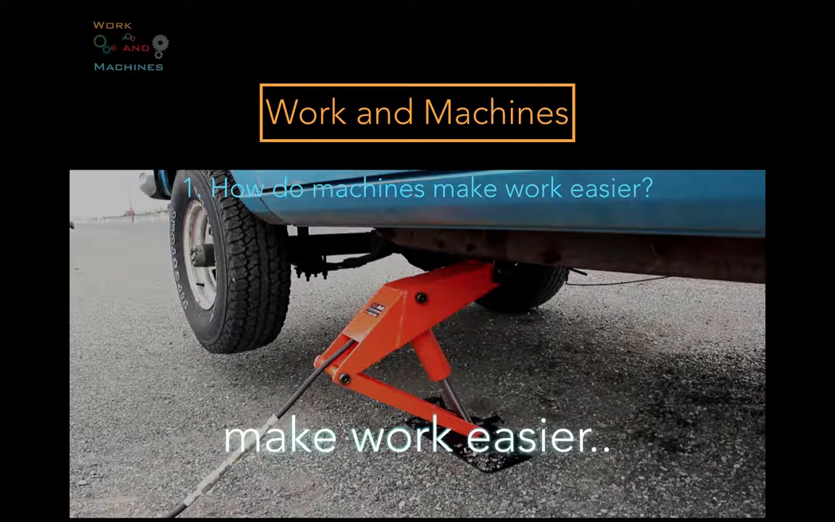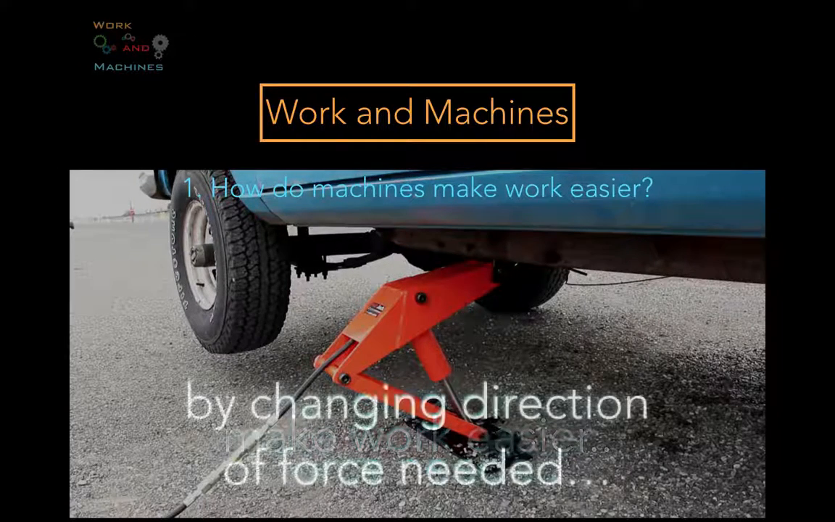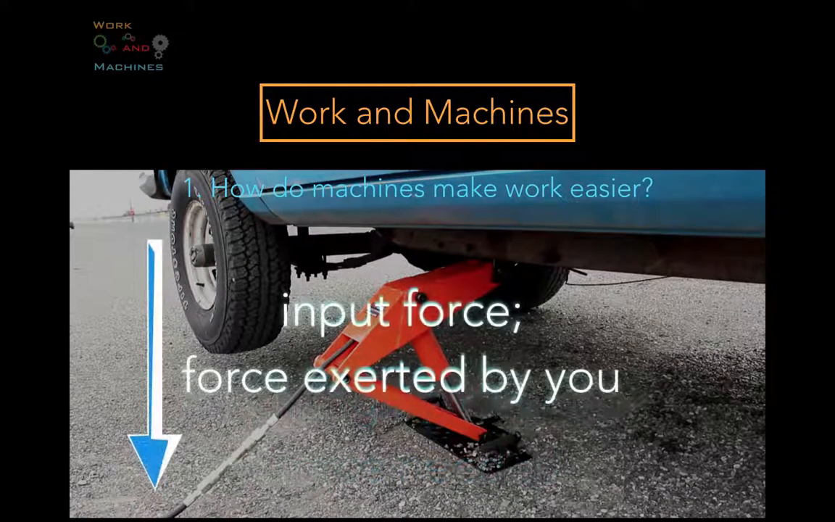So again, keep in mind the question that we're looking at: how do machines make work easier? There are two ways. Number one, by changing the direction of the force needed. We want to lift the car up, but when you use a car jack and maneuver the lever, you're always pressing down. So you're applying a force in the down direction, yet the car jack is lifting the car up. And secondly, machines make work easier by multiplying the amount of force that we can input.